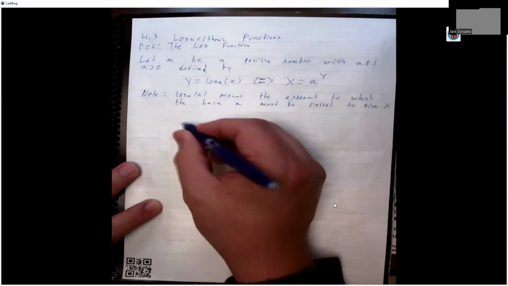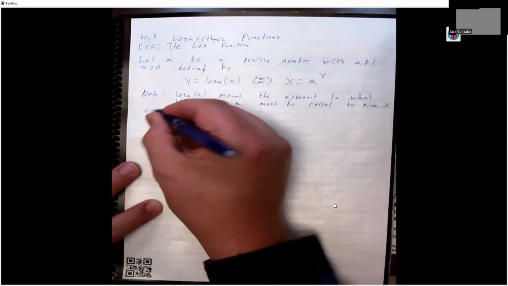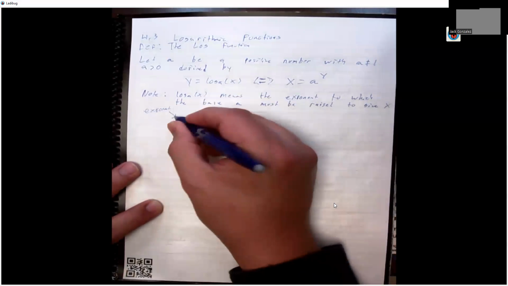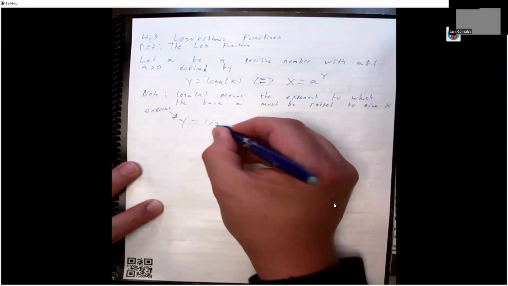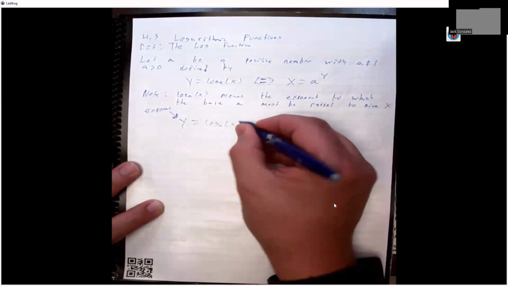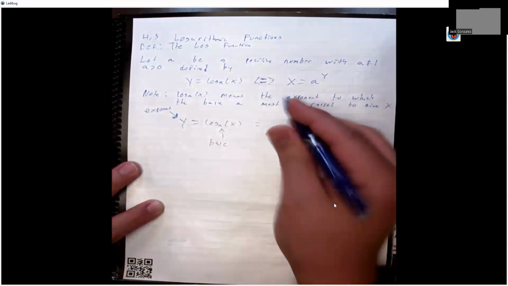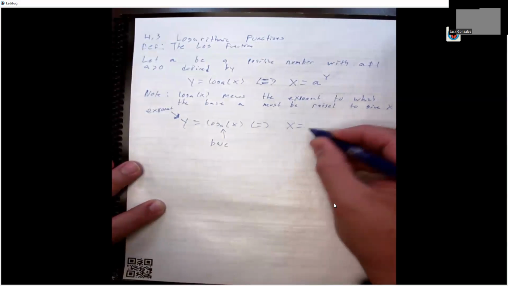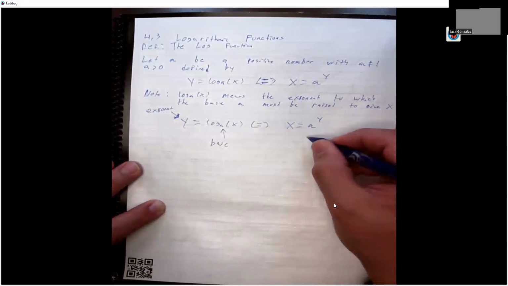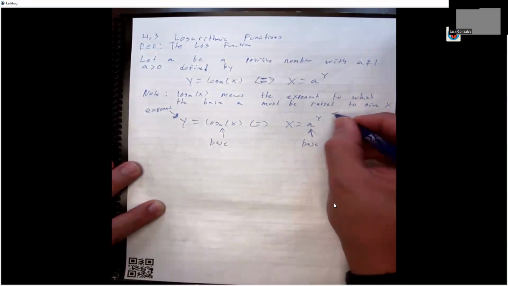I'll make you a couple more notes right here. This y is the exponent, or power. This a is the base. This is supposed to be a double arrow. This is still the base. This is still the exponent.